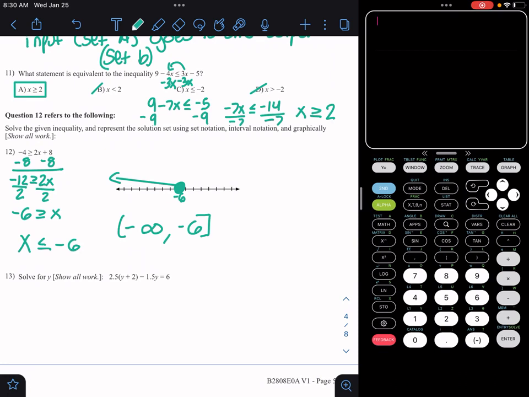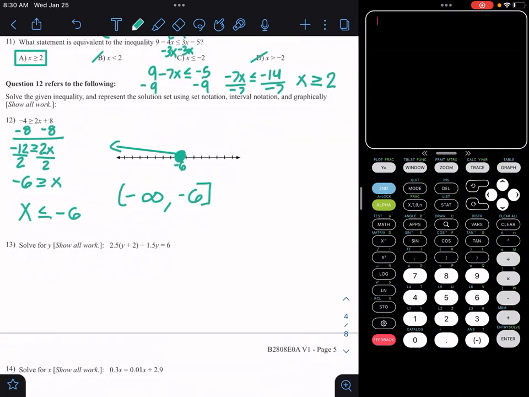Very nice. Alright, and now let's solve this equation. 2.5 times y is 2.5y. 2.5 times 2 is 5. Minus 1.5y equals 6. Add 1.5y to both sides.